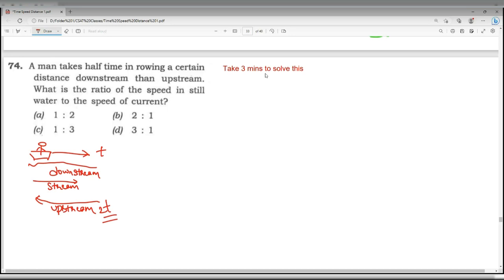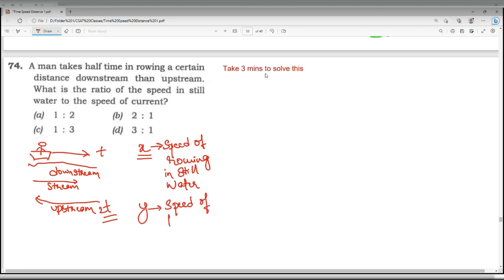So let's say x is his speed of rowing. Let x be the speed of rowing in still water. This has to be very clear. x is the speed of the rowing of that person in still water, and y is the speed of the stream. Now we'll set up the chart.